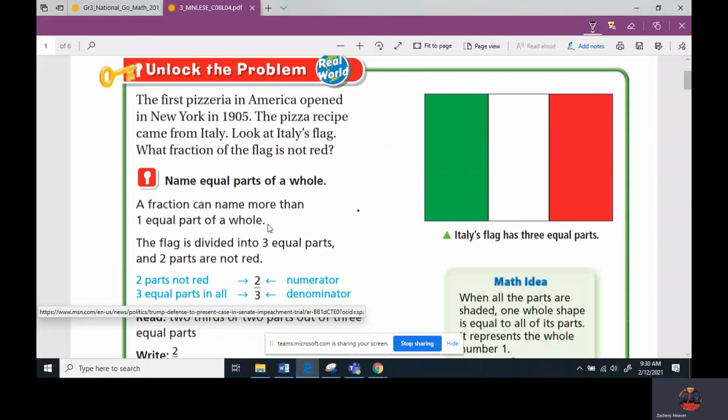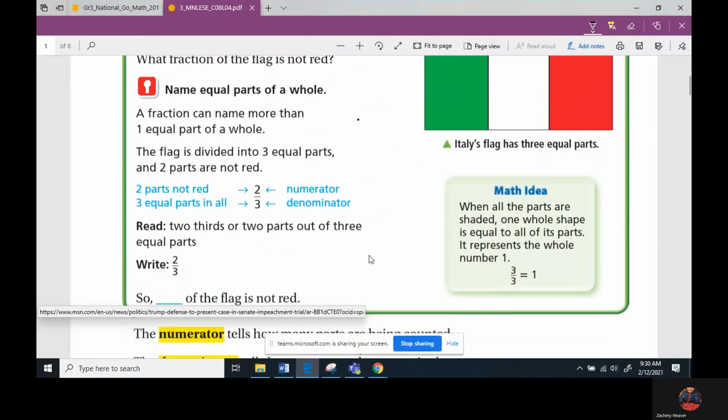We know a fraction can name more than one equal part of a whole. So this, we know 1 as a unit fraction. It can name more than one. Fractions can have any number on top as long as it's less than the denominator. As of right now, when you get older, you'll learn a little bit different.